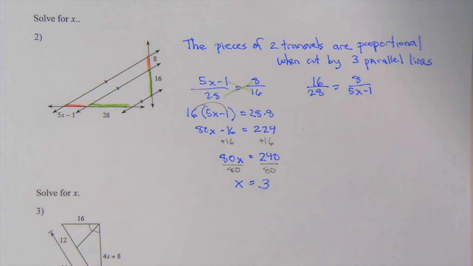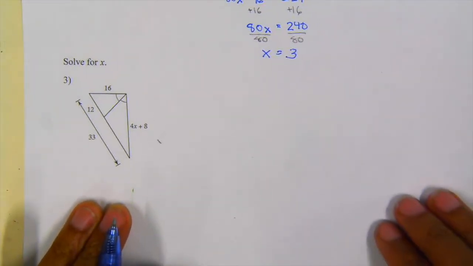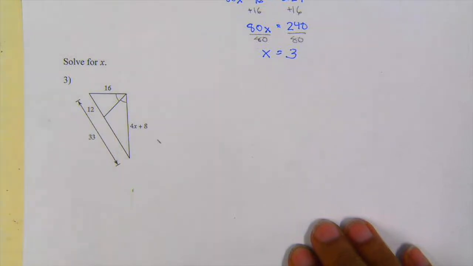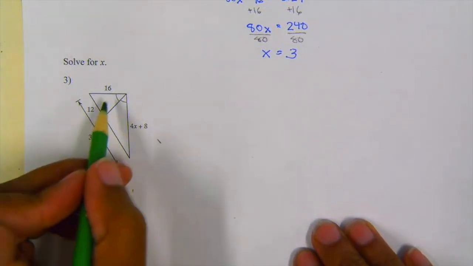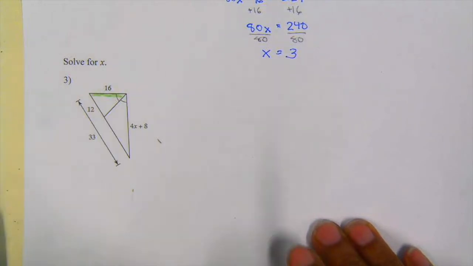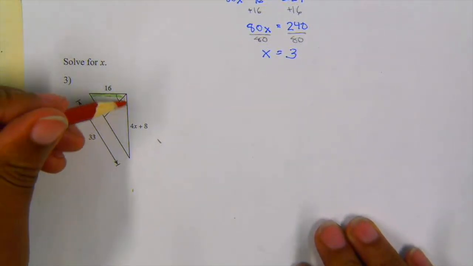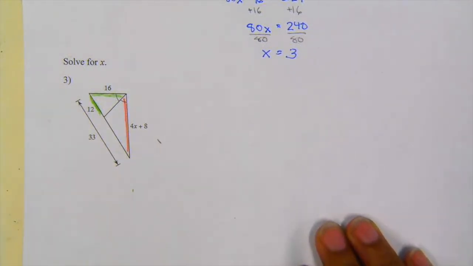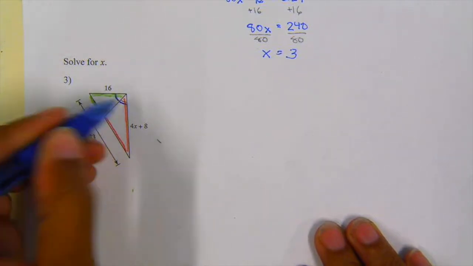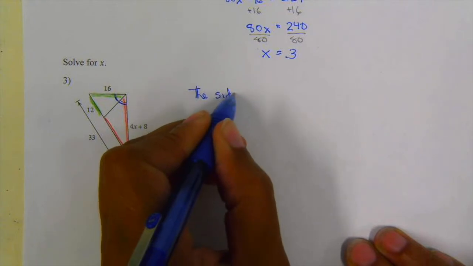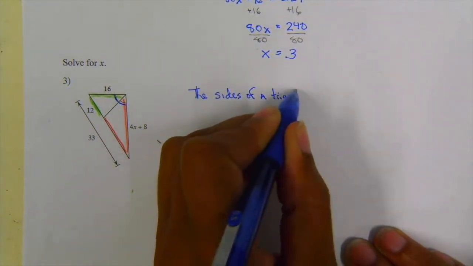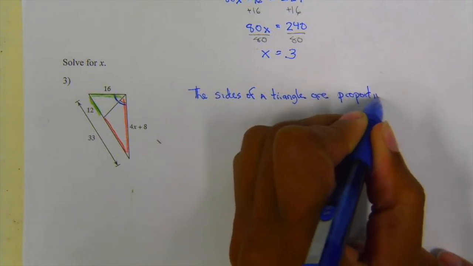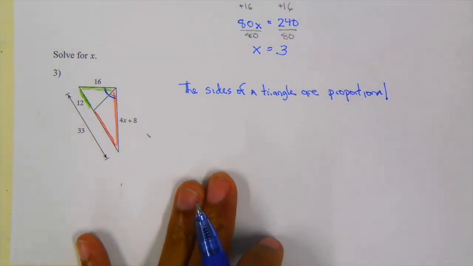And lastly, let's see, here we have a triangle whose angle has been bisected. And the sides of the triangle this time are what are proportional. This side and this side are proportional to the pieces down here of these sides, this one and this one. So, the sides of a triangle are proportional. And this is when the angle has been bisected.